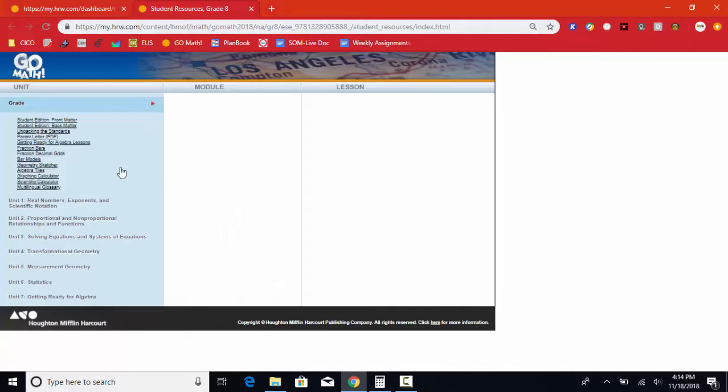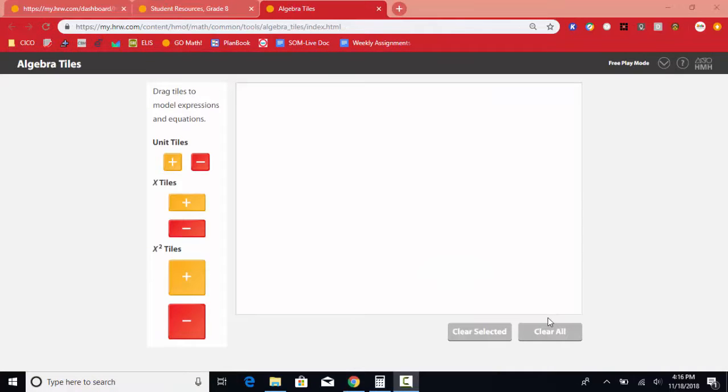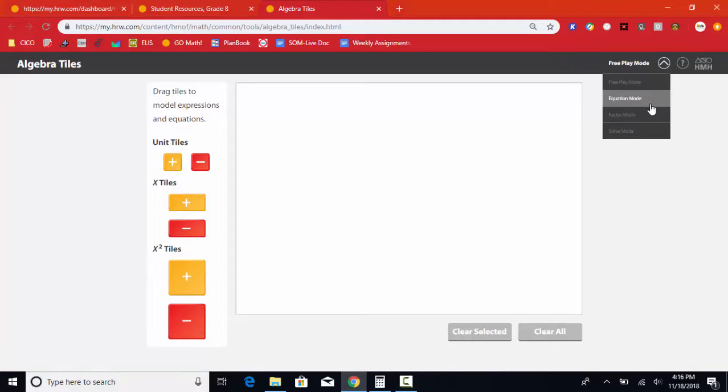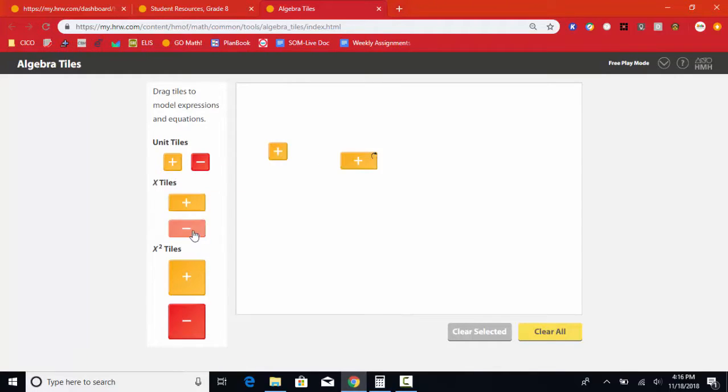If we exit out of there, we go back, we have algebra tiles. Now in the algebra tiles, up here at the top right, we have free play, equation mode, factor mode, solve mode. So if we have it in free play mode, you can just put these wherever you want just to mess around and see what happens. So we see that the plus and minus in the x tiles cancel each other out. The plus and the minus in the x squared cancel each other out. The plus in the x squared and the minus in the x, they don't cancel each other out. They have to be from the same area to cancel each other out.